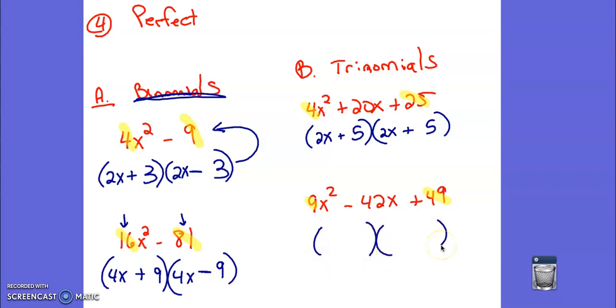Same thing here. The first one is 3x, perfect. The next one is 7. But notice this middle term is a negative sign, so these are both negative. And let me say it again, check it by FOILing. If this number was anything other than negative 42, even if this is perfect, it wouldn't work. So you have to check it by FOILing. Make sure you check it by FOILing.